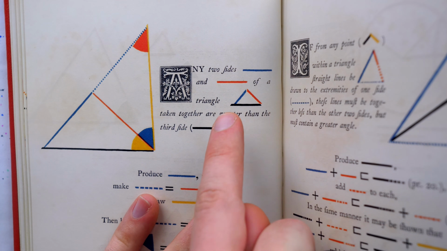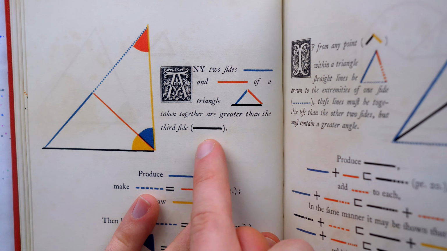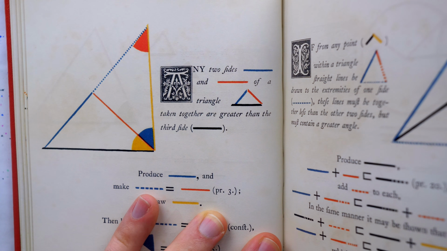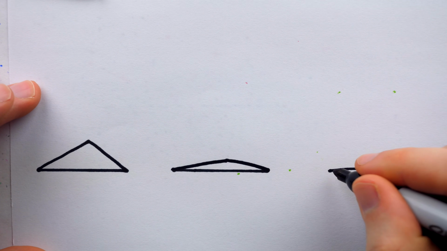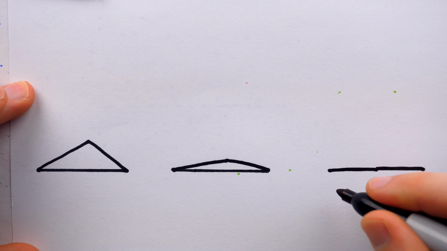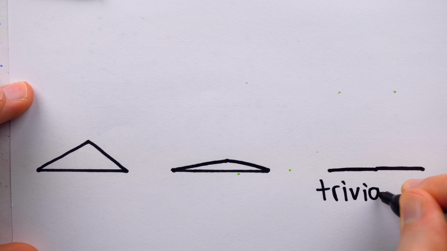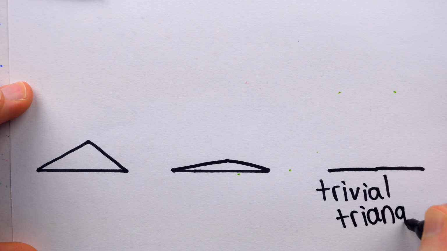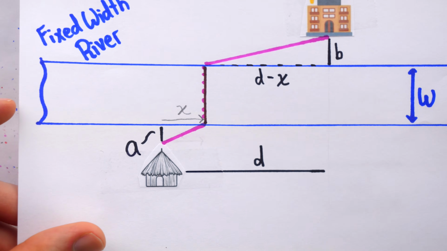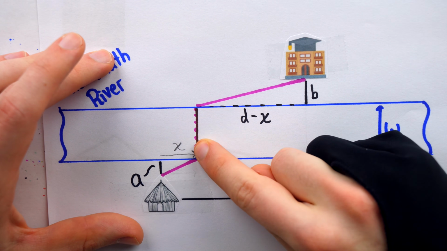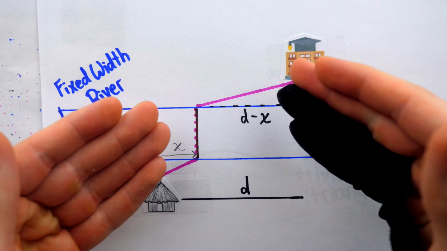Any two sides of a triangle taken together are greater than the third side. Today, we would say that they are greater than or equal to the third side, where equality only occurs in the case of a trivial triangle, where all the sides coincide. And that ancient fact is the key to figuring out where to build this bridge without calculus.